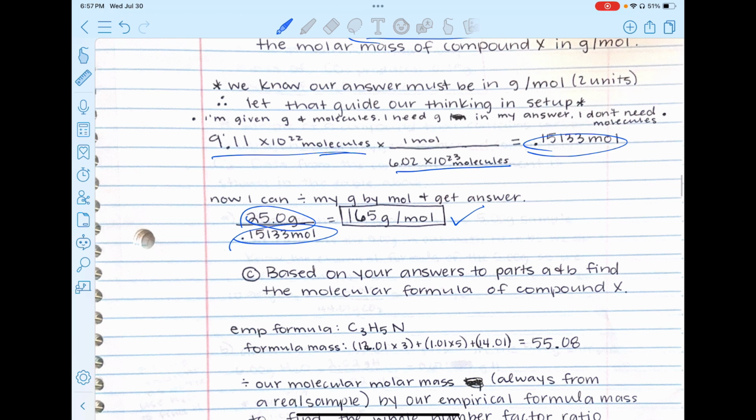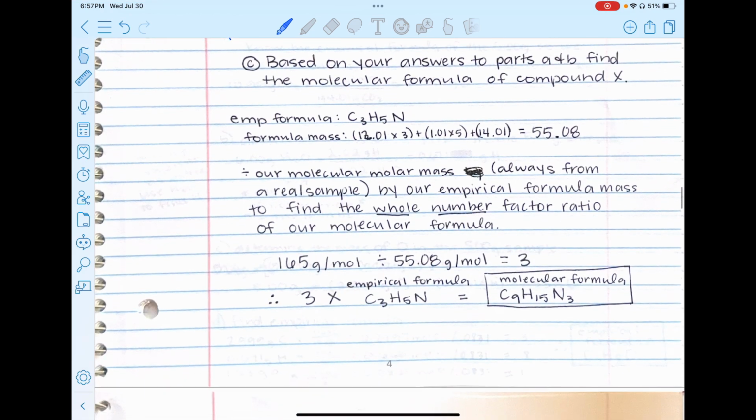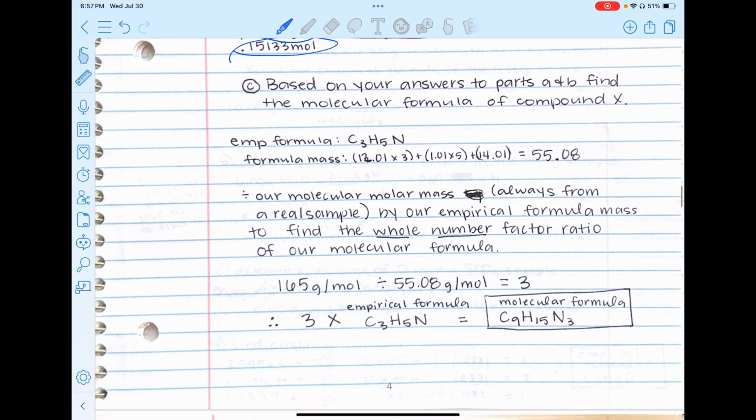All right, still on example 4, but we're moving on to part C. Based on your answers to parts A and B, find the molecular formula of compound X. This tells us we need to use A and B. One good thing about the AP exam is they tell us we need to use parts A and B. So our empirical formula is C3H5N. How do I know that? Because that was the answer for A.